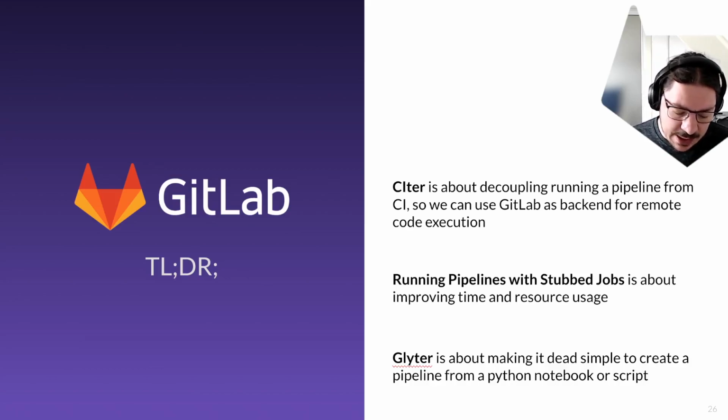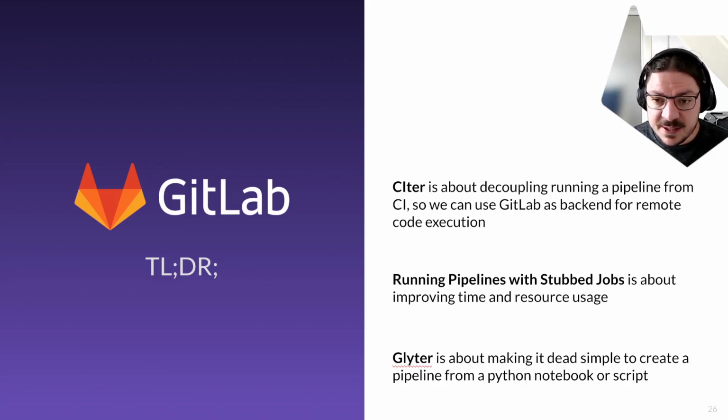So just to summarize what I've been working on and what I want to work on, Scyther is about decoupling running a pipeline from CI. It's about decoupling running the pipeline from Git flow. It's about running a pipeline where the code, the configuration, or the necessary files are not even on the repository yet. So I need to upload these files or download them from somewhere else.